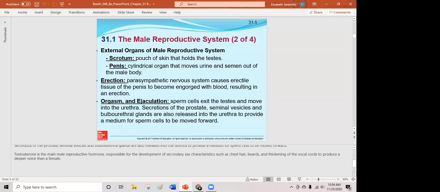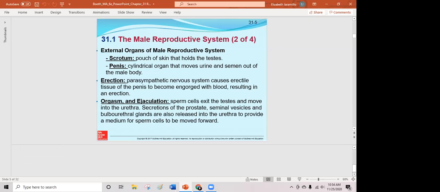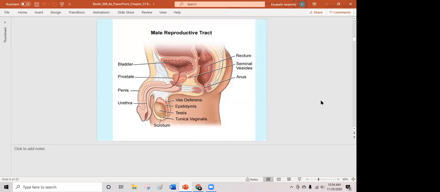Makes it easier. Testosterone is the main male reproductive hormone responsible for the development of secondary sex characteristics such as chest hair, beards, and thickening of the vocal cords to produce a deeper voice, of course, than the female. Males always have a deeper voice.